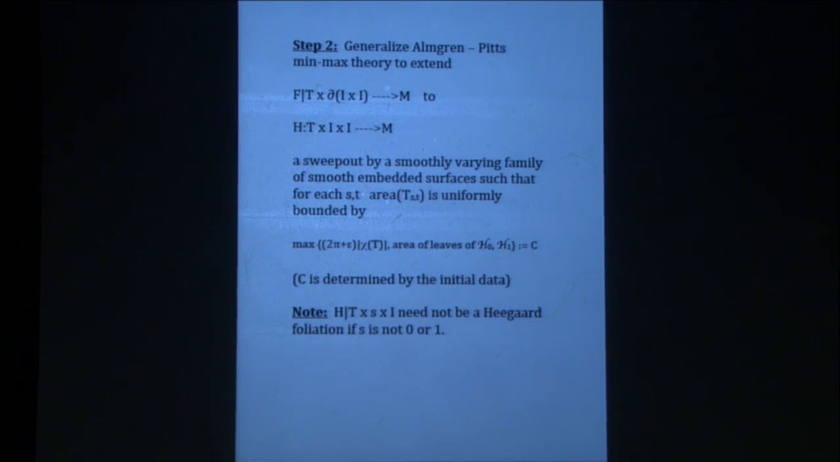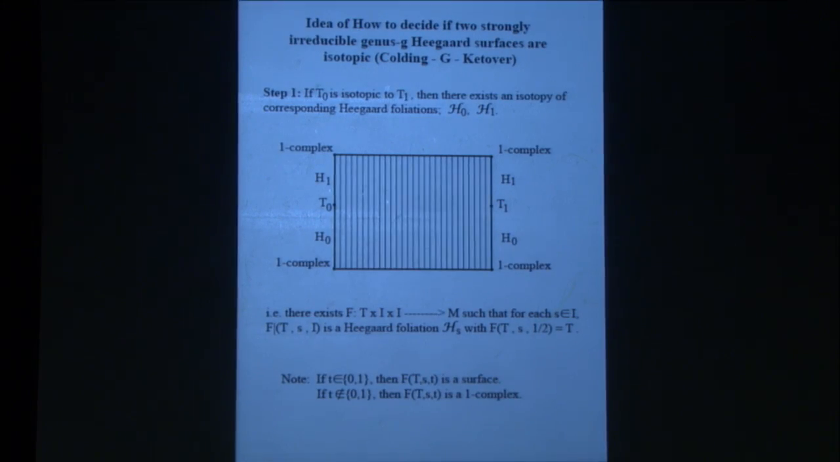the surfaces in the middle have area uniformly bounded above, where the uniform bound is the area of the surfaces in the left and right Heegaard foliations, and 2 pi plus some arbitrary epsilon times the absolute value of the Euler characteristic of the surface. The beauty of this is that we started originally with these Heegaard foliations, and then we just forget about them. We fill in with this square of mapped-in surfaces, where each surface is embedded, and at least in the interior, they're varying smoothly from one to the next.